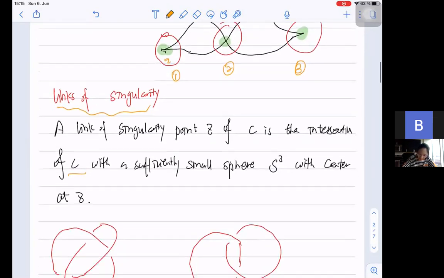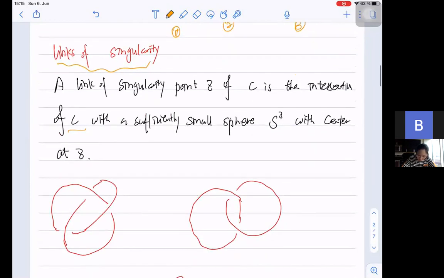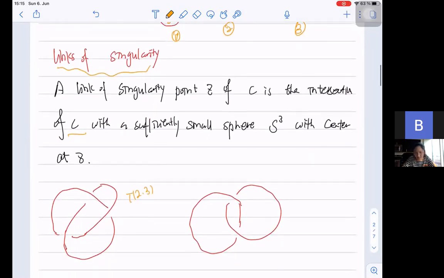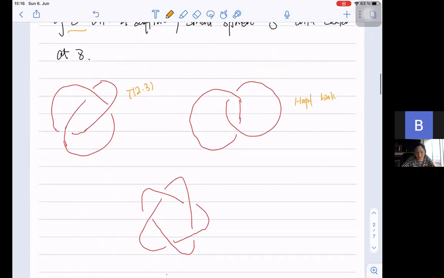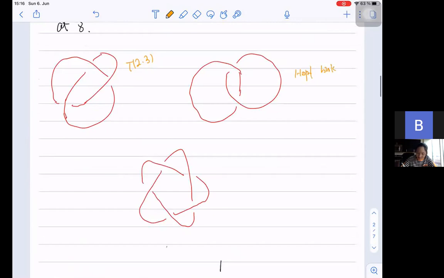For example, at the first singular point z, the intersection of the sphere and the curve C will give you the T(2,3) torus knot. For the second one, you do not get a knot, but instead a link. This is a two-component Hopf link at the second singularity. And at the third singular point, you get another knot. Here, I give the example of the torus knot T(2,5).